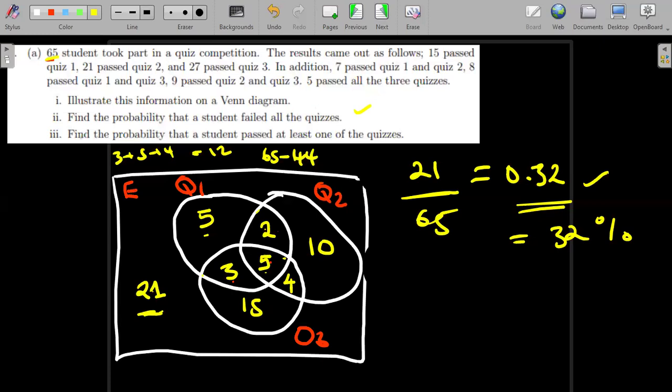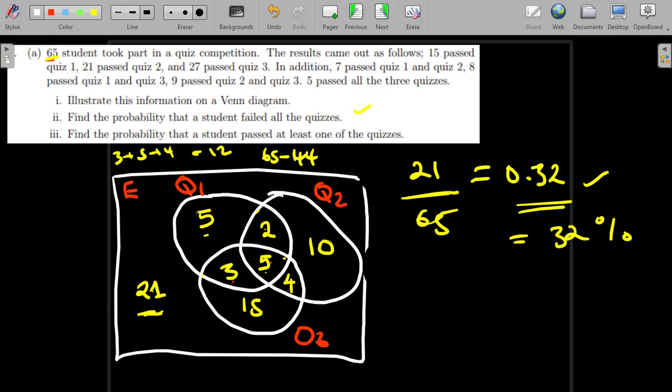Then we have part 3, which says find the probability that the student passed at least one of the quizzes. So what you do, you check for the students that passed one quiz. So they're saying at least the student managed to pass one.